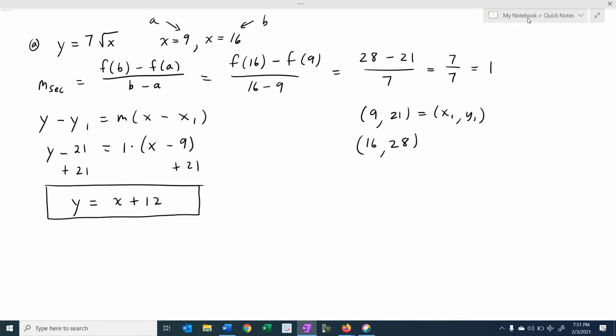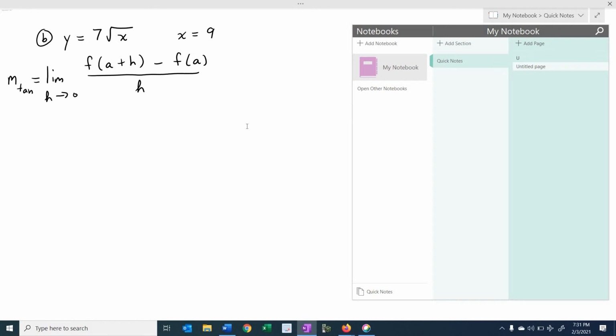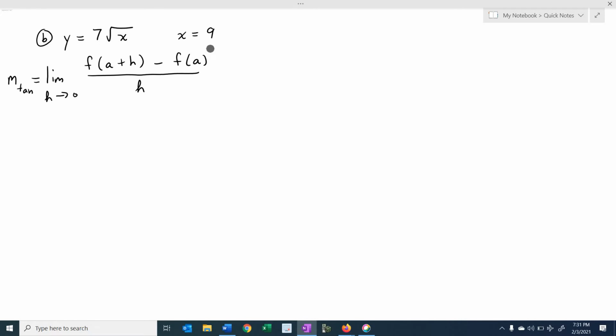Okay, so now for part B, we're supposed to find the equation of the tangent line that goes through this 1 point here. Now remember, secant lines go through 2 points, and tangent lines only go through 1 point on the function. Okay, so to find the slope of the tangent line, we have to use this formula. We have to find this limit. And in this case, a is equal to 9. So we're going to get the limit as h goes to 0 of f of 9 plus h minus f of 9 all over h.